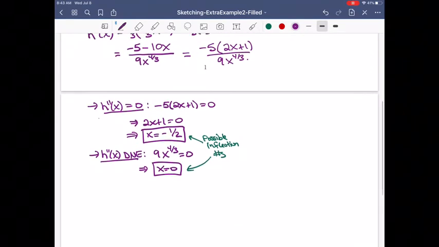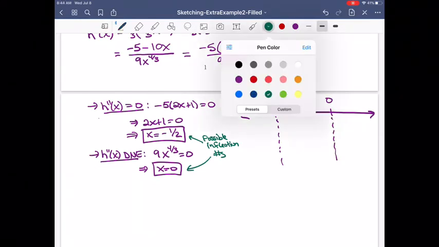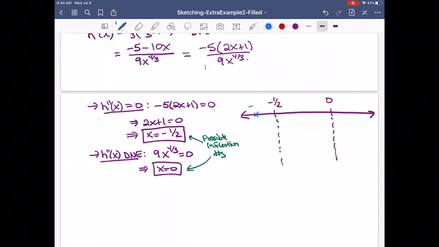I guess I still want to know what the derivative is that I'm plugging into. Okay, so maybe I'll do that here. Okay, so I have negative 1/2 is the first place I split, and then 0 is the second place. Okay, now I want to plug into the second derivative, so maybe I try negative 1. So that's going to be negative 5 times negative 2 plus 1 over 9 times negative 1 to the 4/3.